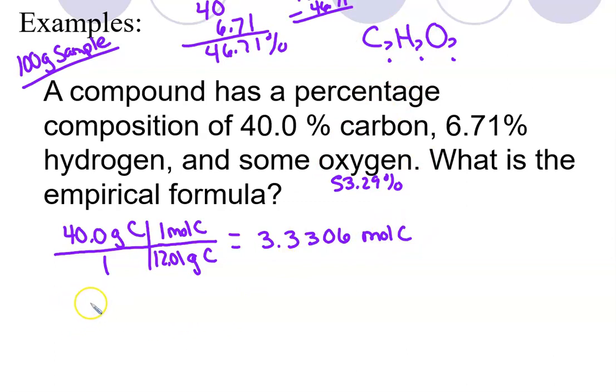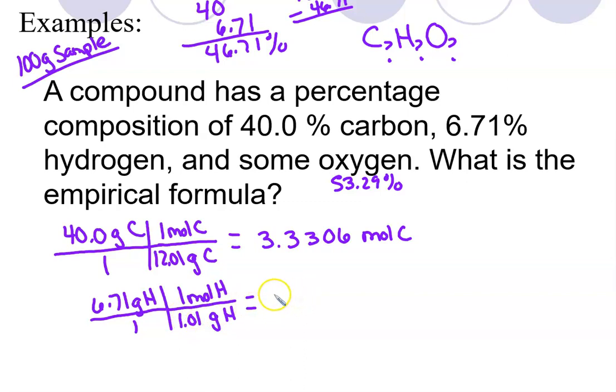And now I'm going to do the same thing with hydrogen, 6.71 grams of hydrogen. It's not going to be diatomic because it's part of a compound. And we will talk about diatomics very soon. So it's just H when we do an empirical formula. This is 1.01. And when I divide that out, I get 6.6436, taking it out 4 decimals if it's not coming out to be a whole number.